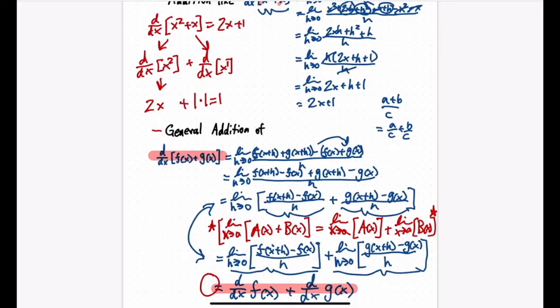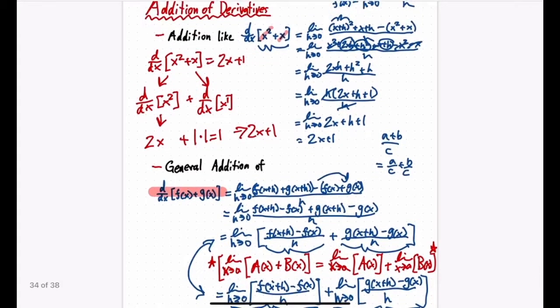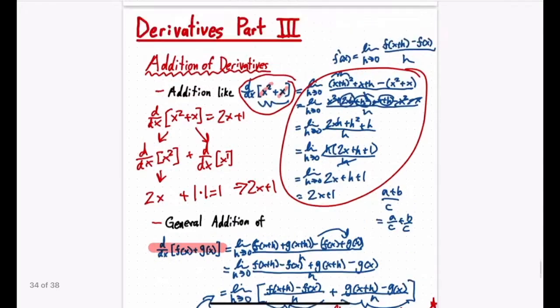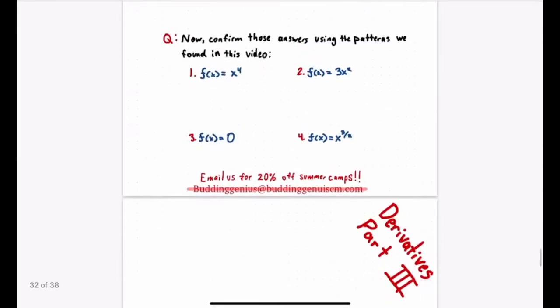And we add them together, so then this whole thing yields 2x plus 1. So instead of having to do all of this sort of long limit proof, we can just say that when we have a function that is the addition of two smaller functions, the derivative of that original function is the addition of the derivatives of the smaller functions within. And we know how to do those almost instantly because of the patterns that we proved in a previous video.